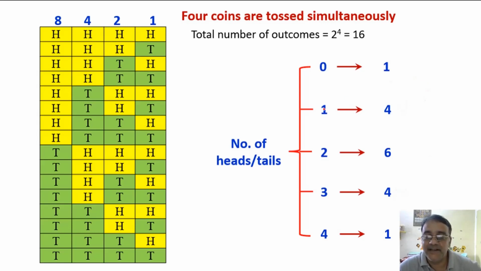What is the probability of getting at most one head? 5 by 16. At most means less than or equal to; I told at most 1, less than or equal to 1. That means 0 and 1. So 5 by 16. Okay.